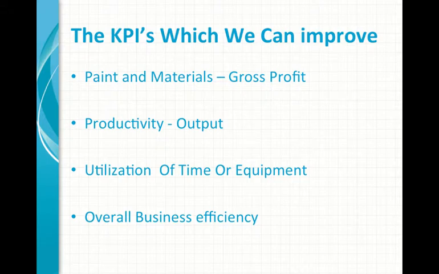So, KPIs which we can improve or have an effect on and immediately be able to get involved in from a point of view of either growing business or ring fencing business. Number 1, paint and materials gross profit. Number 2, productivity, which is output. Number 3, utilization of time or equipment, or both. And overall business efficiency.